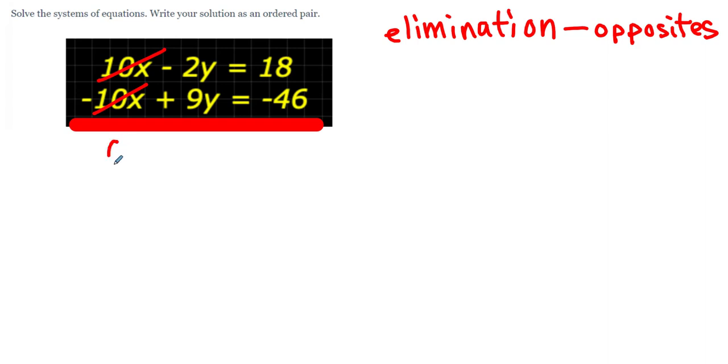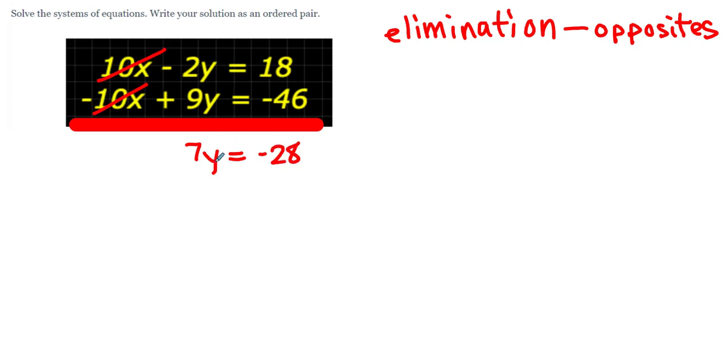Now some of you are saying it could be 0x, that's fine. You could have 0, but we all know that 0 times x is 0, and if it's 0, just cancel them. It's a little bit quicker. Okay, and then negative 2y plus 9y is 7y. And then 18 minus 46, that's going to give us negative 28.